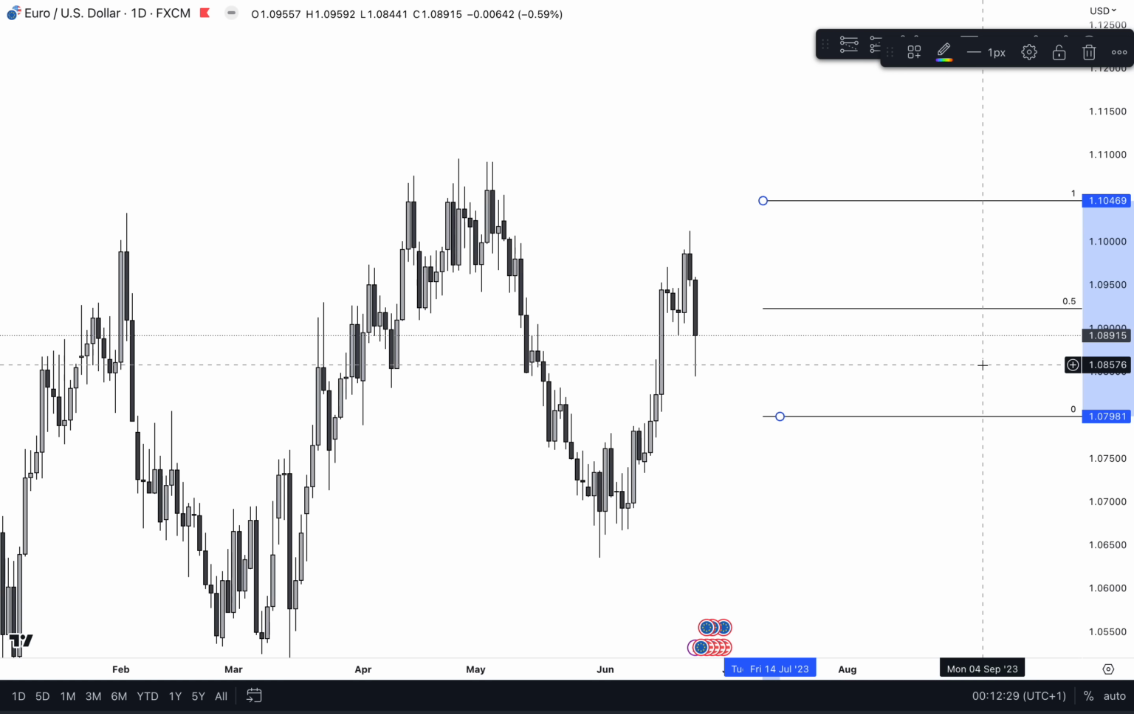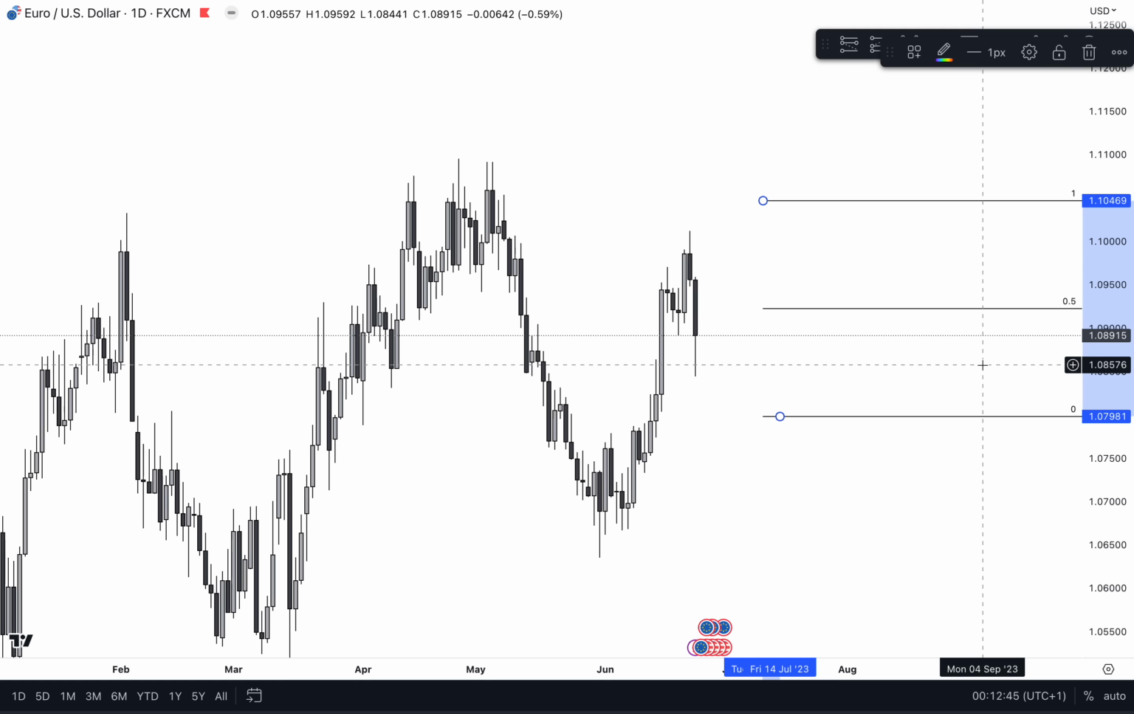So how do you even apply it on the charts? First you need to identify a range, and then you draw your fib from the low of the range to the high of the range. That then gives you your premium and then your discount areas.